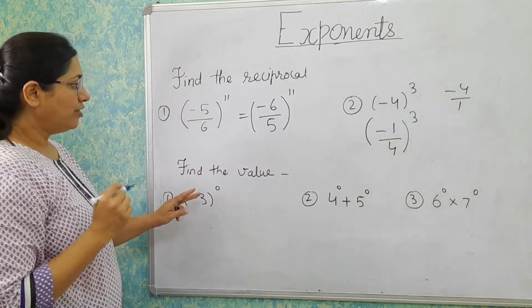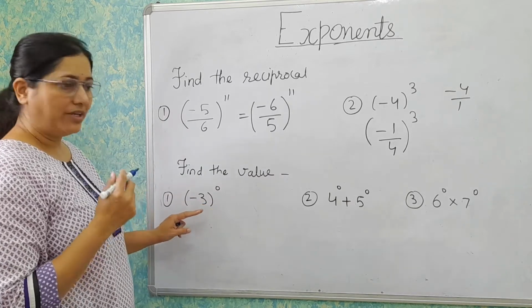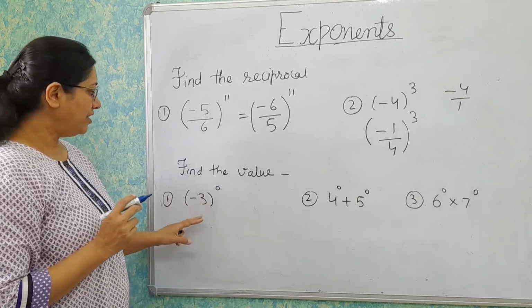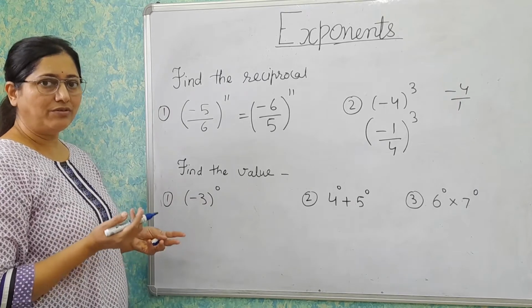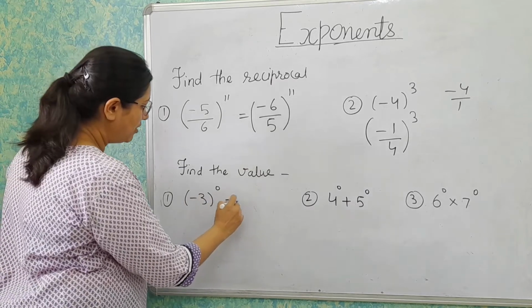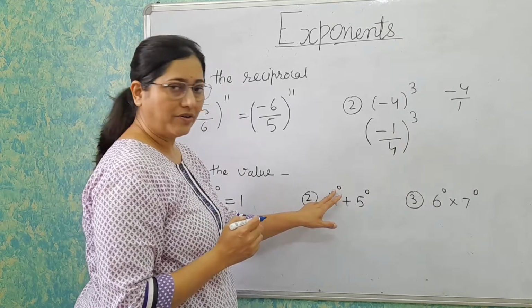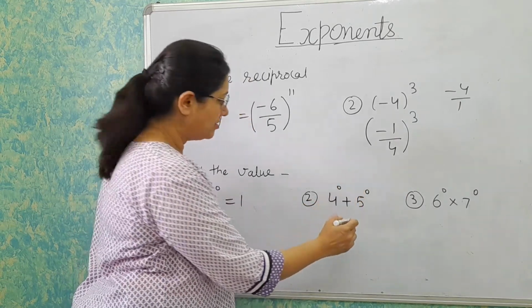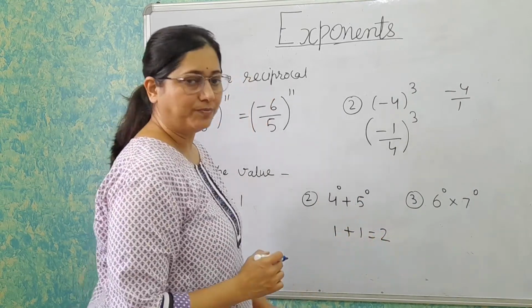Third one, now we have to find the value of these three numbers. You can observe that all three of them have 0 as an exponent. And whenever any number has exponent 0, its value is always equal to 1. So minus 3 raised to the power 0 is equal to 1. So the answer is 1 only. Again 4 raised to the power 0 is equal to 1 plus 5 raised to the power 0 equal to 1, and so the answer is 1 plus 1, 2.